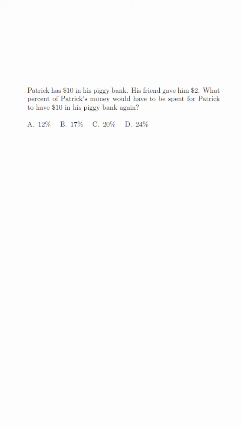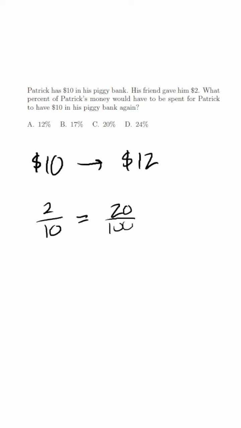We want to be careful when we're working with percent questions. In this question, Patrick starts with $10. And although he gains $2 from his friend, which is 2 over 10, which is the same as 20 over 100, or 20%, we can say that he increased the amount of money that he had in his piggy bank by 20%.